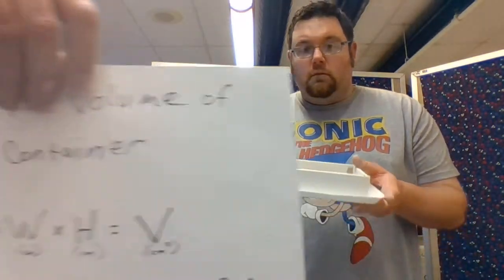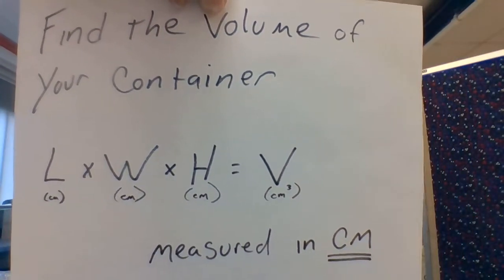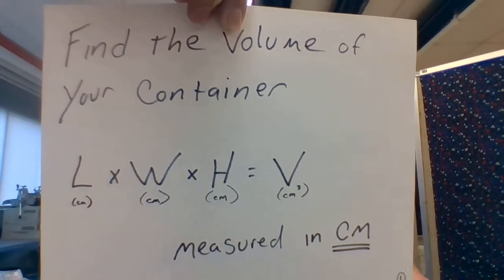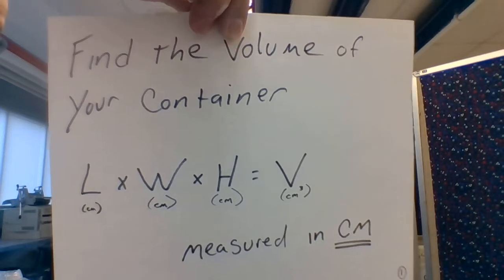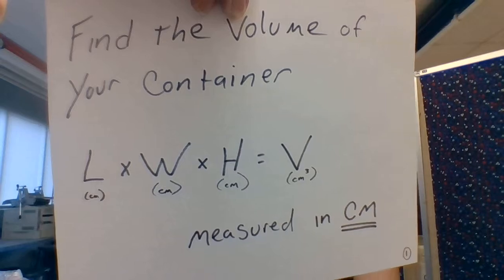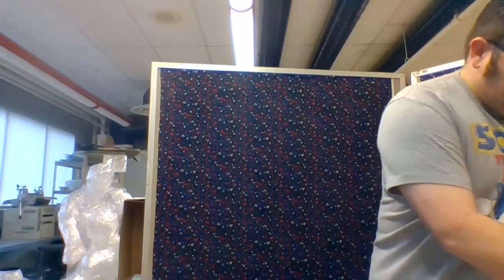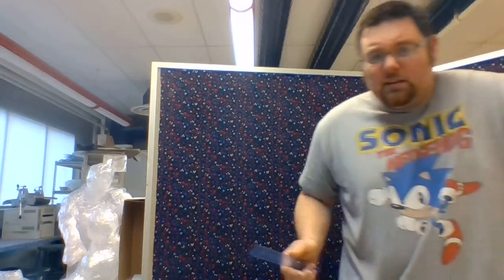Okay, because the shape that we made our wall out of is a rectangular prism, we can just use the regular volume of a rectangular prism: length times width times height. But it's important that we measure this in centimeters, and we'll explain why in just a minute. You'd have to measure the length, width, and height of your container first, and then calculate the volume from that ruler.